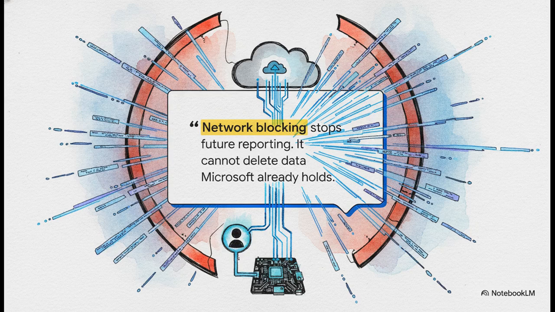Which brings us to perhaps the most sobering point in the entire research. Take a second to really process this quote from the source material. Network blocking stops future reporting. It cannot delete data Microsoft already holds. If you sign into your machine with a Microsoft account, your unique identifier already exists on their device directory service servers. Local blocking is merely a tourniquet. It stops the bleeding of future data, but it is not an eraser for the past. It literally cannot undo what has already been aggregated on the server side.